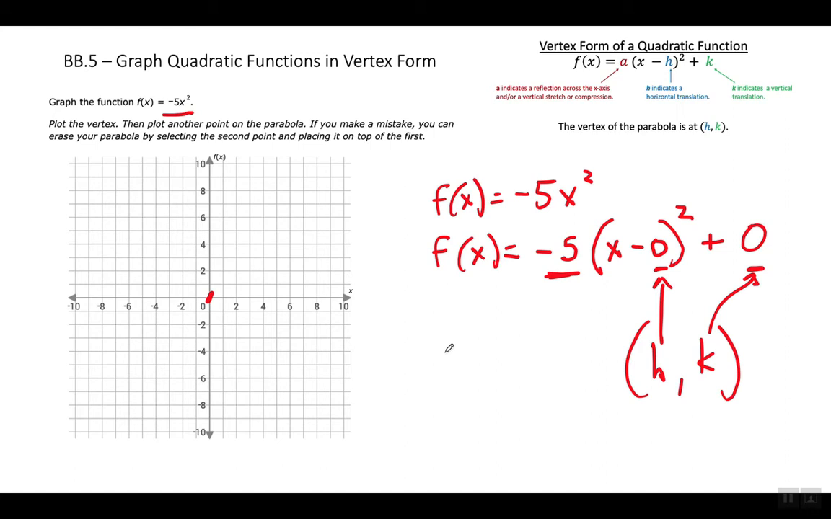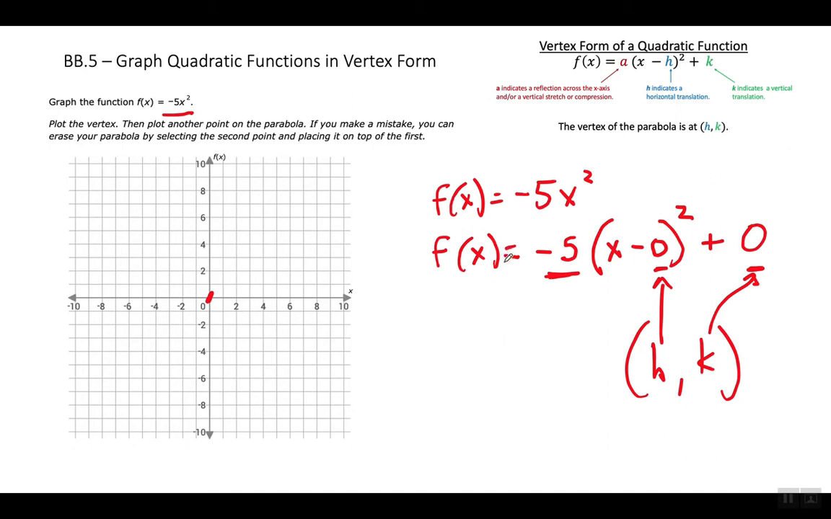Si A es negativo 5, ¿el parabola se abre para arriba o para abajo? The answer is when A is a negative number, the parabola opens down always. When A is a negative number, the parabola will always open down. Cuando A es un número negativo, el parabola siempre se abre para abajo. Alright, so my parabola is going to open down like this.